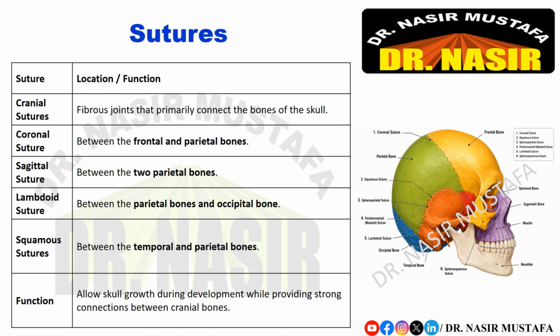Sutures. The bones of the skull are connected primarily by fibrous joints called sutures. Major cranial sutures include the coronal suture between the frontal and parietal bones, sagittal suture between the 2 parietal bones, lambdoid suture between the parietal bones and occipital bone, and the squamous sutures between the temporal and parietal bones. These sutures allow the skull to grow during development while providing strong connections between the cranial bones.